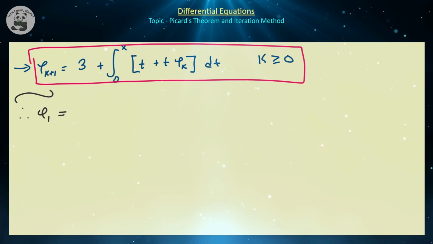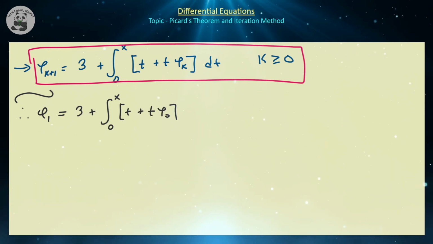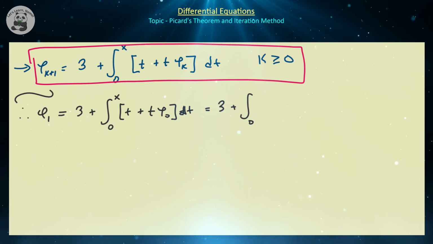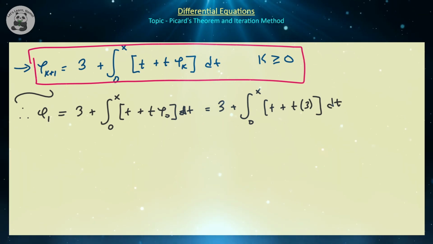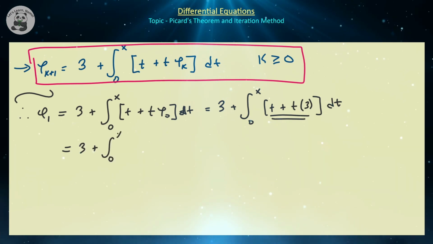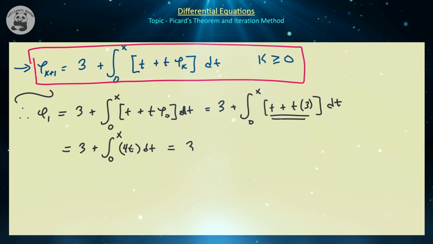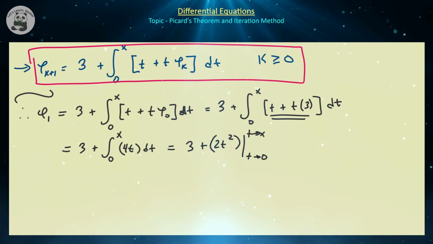So what is phi 1 going to be equal to? It's going to be equal to 3 plus the integral from 0 to x of t plus t phi 0 dt. And keep in mind that phi 0 is just equal to 3. So we have the integral from 0 to x of t plus t times 3 dt. Once we have that, we actually have a very nice solution because that right there is just 4t. So we have 3 plus the integral from 0 to x of 4t dt, which is equal to 3 plus 2t squared evaluated as t goes to x minus as t goes to 0. Since we're working with a polynomial here, the bottom limit is always going to go to 0, and you can, in some sense, shortcut this and always say, okay, well, that's just equal to 2x squared.